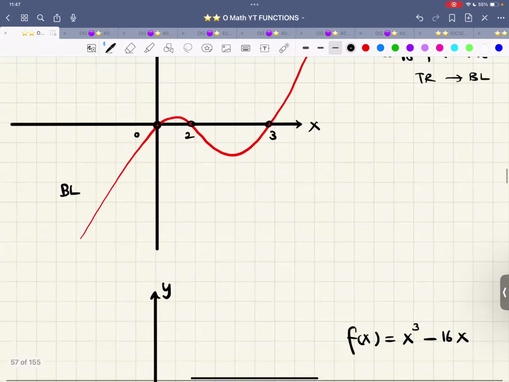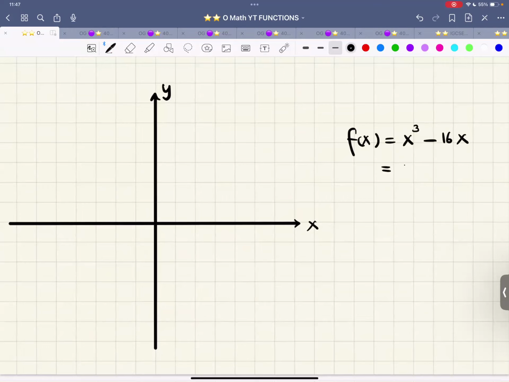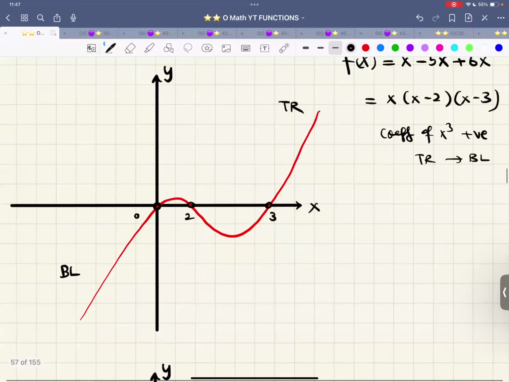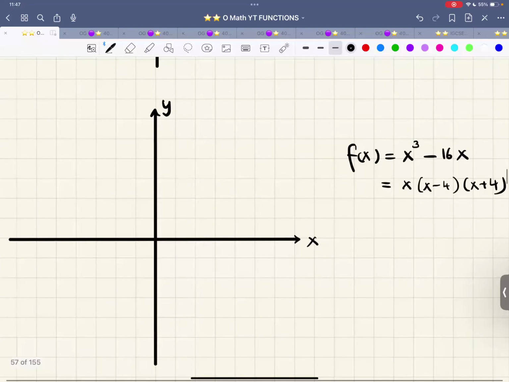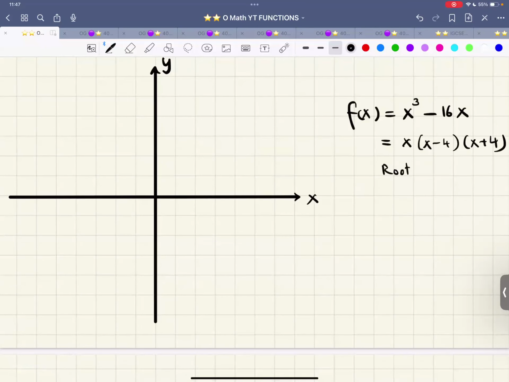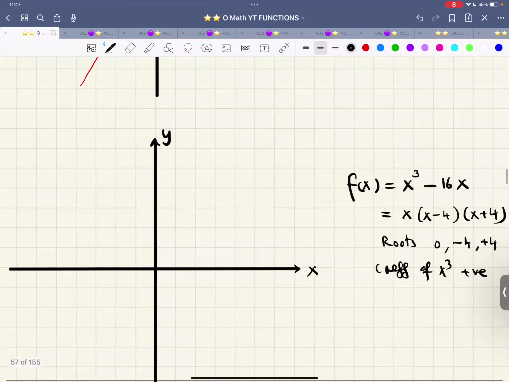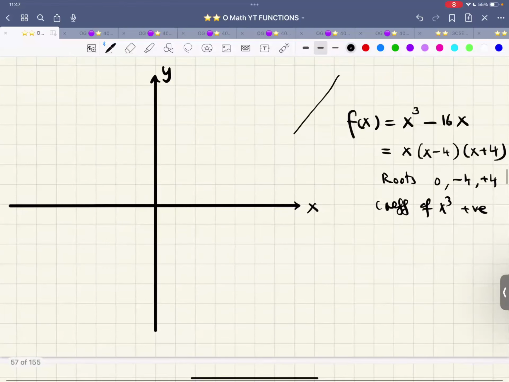Got the idea? Now the other one: x cube minus 16x, that is x, x minus 4, x plus 4. Now, the coefficient of x cube is positive, and the roots over here are 0, negative 4, and plus 4. It has to pass through the roots. So therefore, again, let me draw. This is negative 4, 0, and positive 4. Positive 4, red marker.